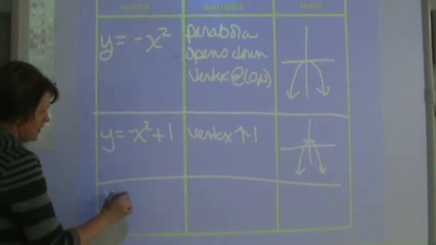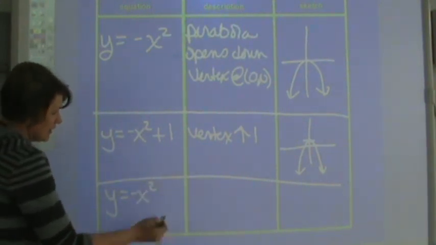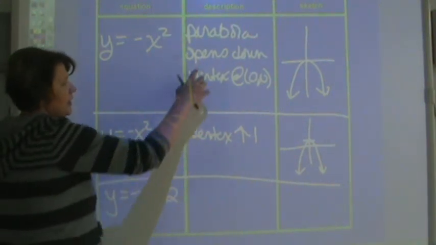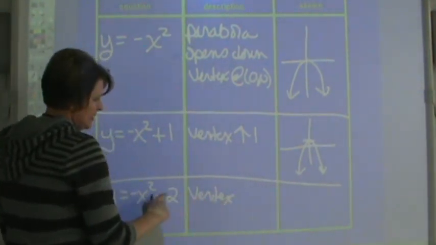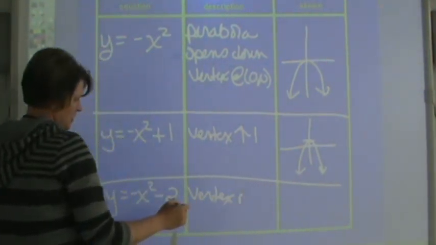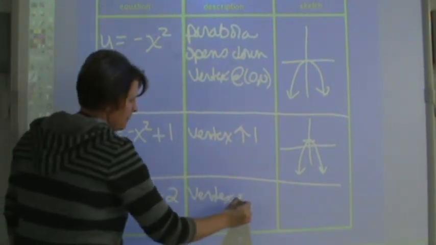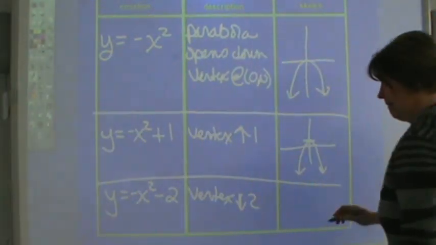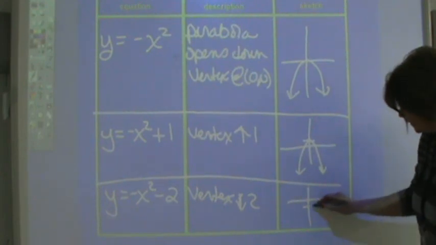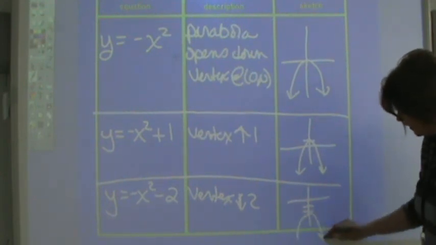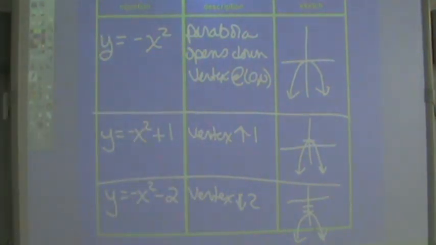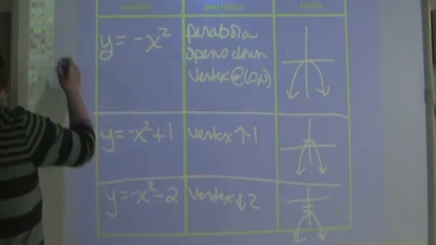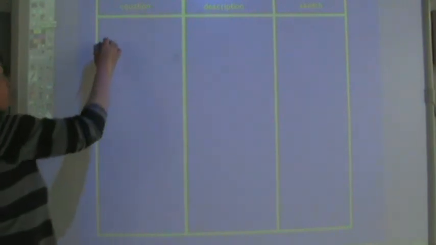Okay, and y equals negative x squared minus a number is a parabola opening downward. Vertex is, oops, that would be down 2. So we go down 2, and then it's going to open downward. Hopefully that all fits on there. Okay. And we got 2 more.